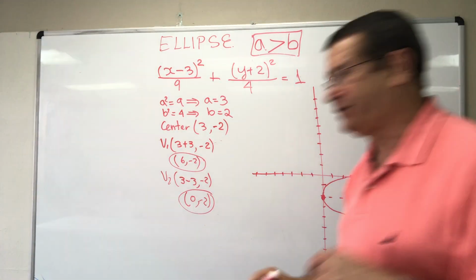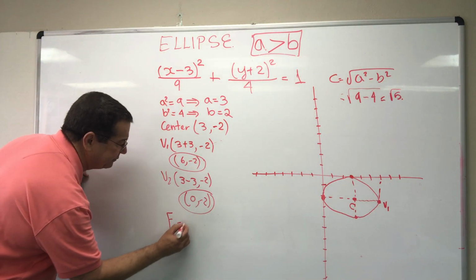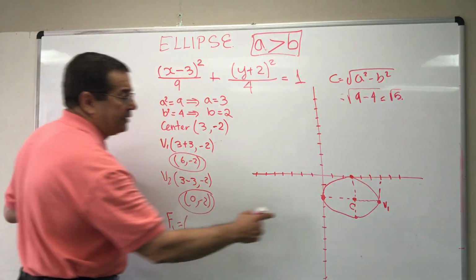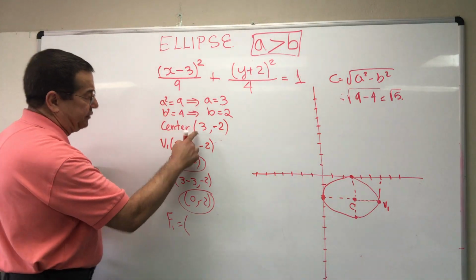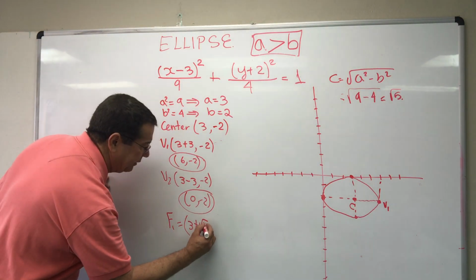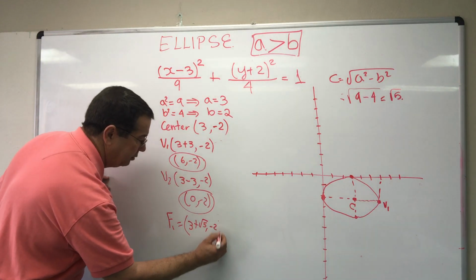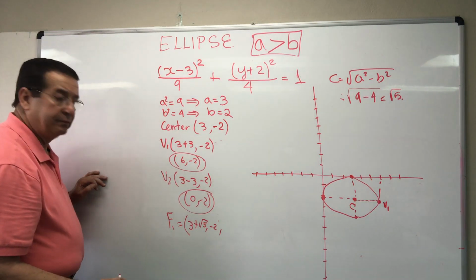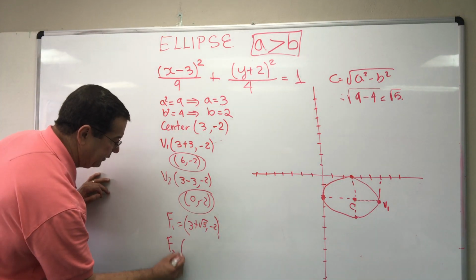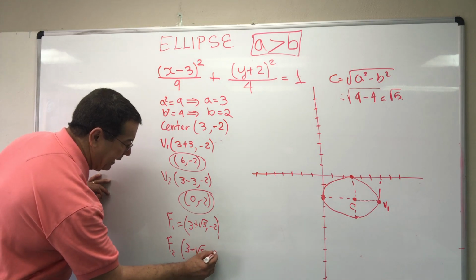Now, what is my focus? Focus number one is the value of the center, 3 plus the square root of 5, the same value in y, negative 2, comma, and another is F2, 3 minus the square root of 5, negative 2.